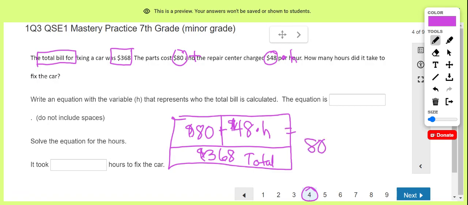We have 80 plus $48 times H, which is 368. So this is going to be our equation. We have $80 plus 48H, and that equals our total amount of 368.